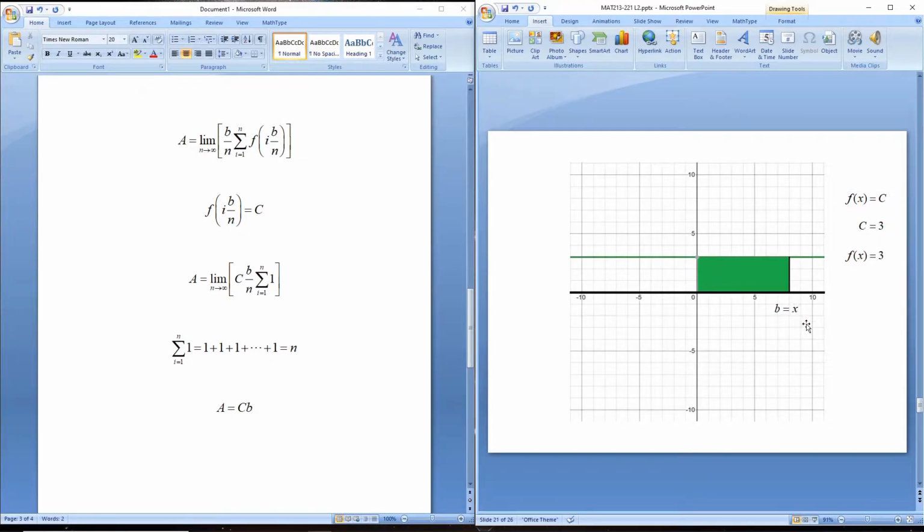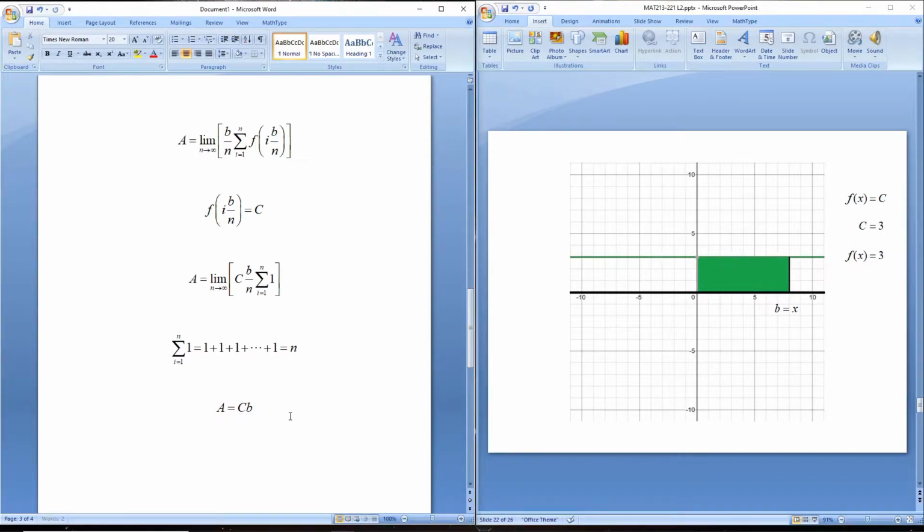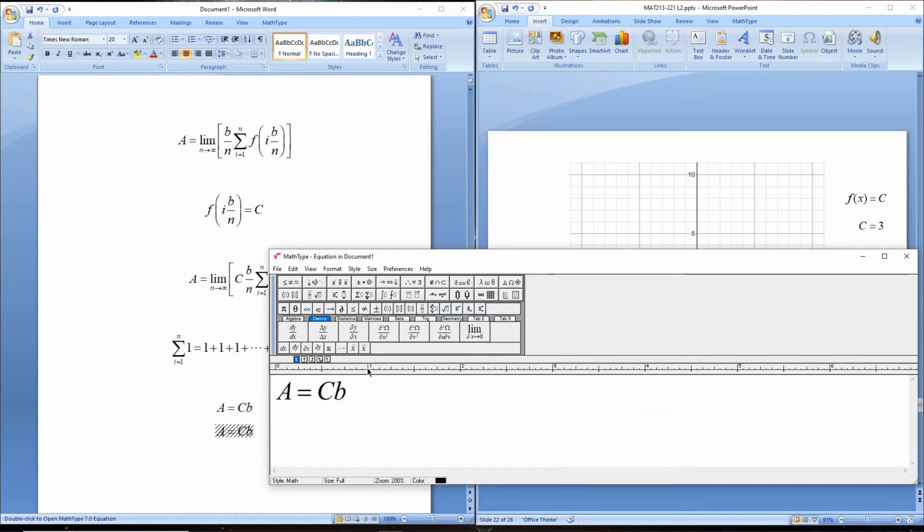Now I want to let b be x so that we can move this green bar here left and right. I'm going to make that a variable. So I'm going to change this a equals cb here. And let's just change this b to an x. And let's give this a function name instead of a.